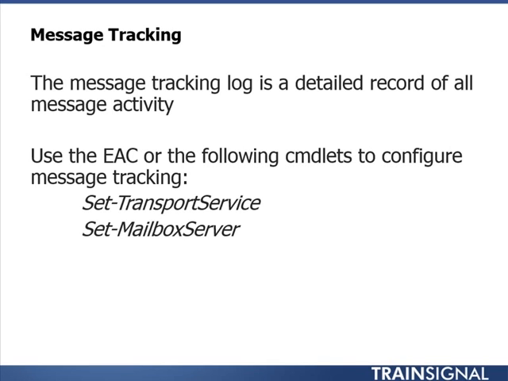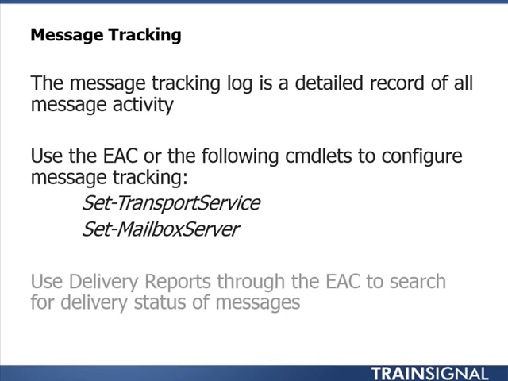And you can enable or disable message subject logging in the message tracking logs, and the default is that it is enabled. You can also use delivery reports through the Exchange Admin Center to search for delivery status of messages. So this is a tool that you can use to search for delivery status on email messages sent to or from users in your organization's address book. So you can track based upon certain subject matter, and you can track delivery information about these messages.